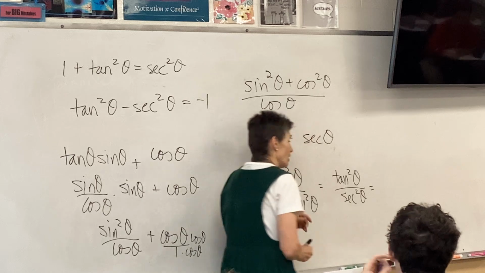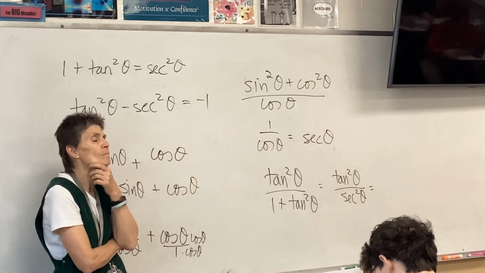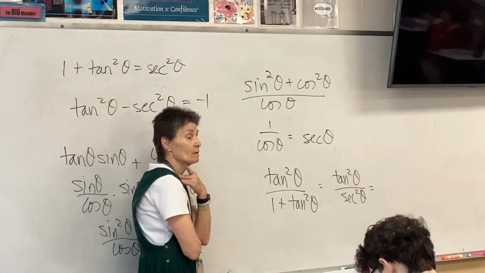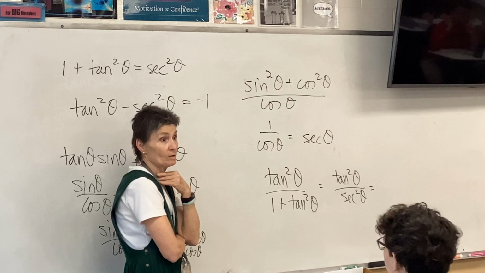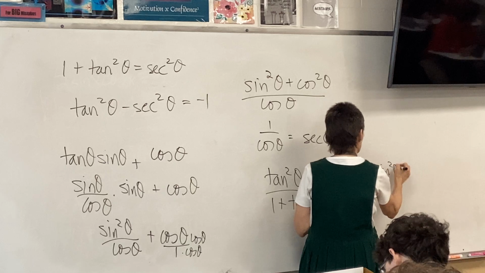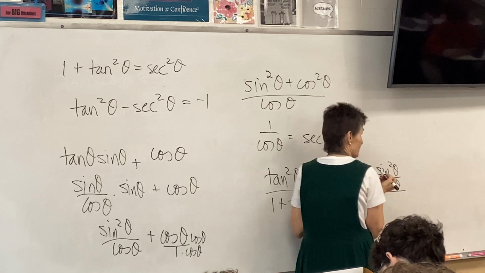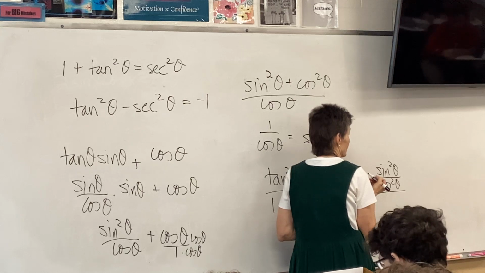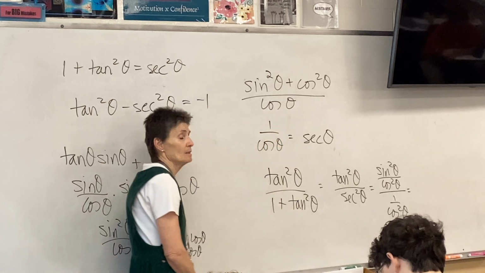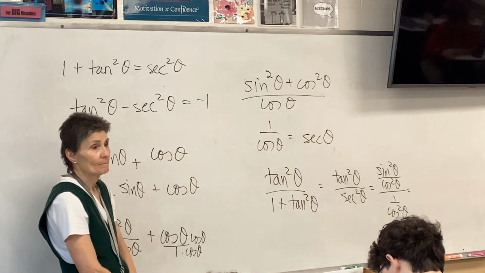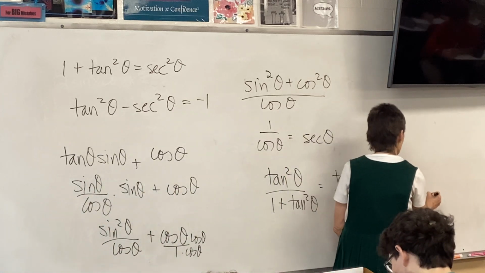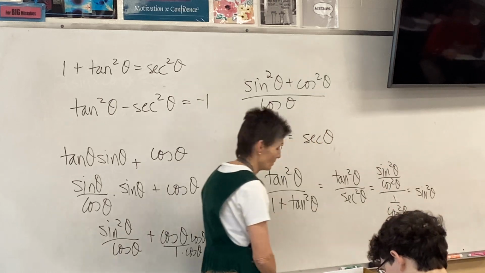All right, any thoughts on where we might go from there? Tangent squared is sine squared over cosine squared. And what is secant squared? 1 over cosine squared. And what's going to happen when you do that division? Yep, the cosine squareds are going to be gone, and you're going to be left with just sine squared. Very good.